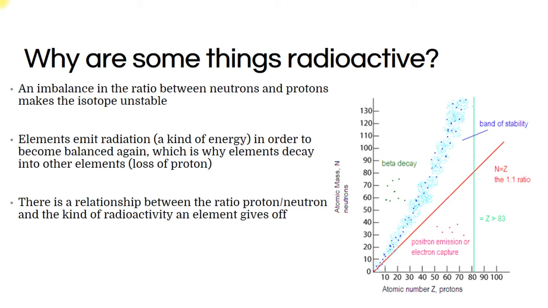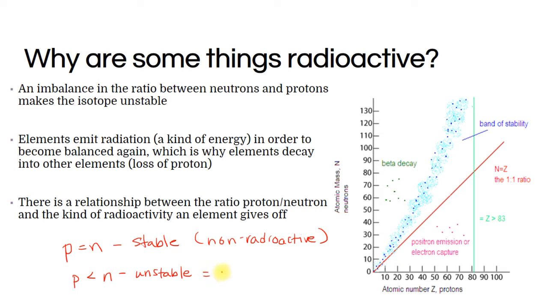All right, we talked about this slide in class. The bottom line here is that when the protons and neutrons are equal, this is stable, which is another way of saying not radioactive. When the number of protons is way smaller than the number of neutrons, we use the example of lead 210 in class. That's very unstable, and it's going to try to get rid of some neutrons, essentially, okay?